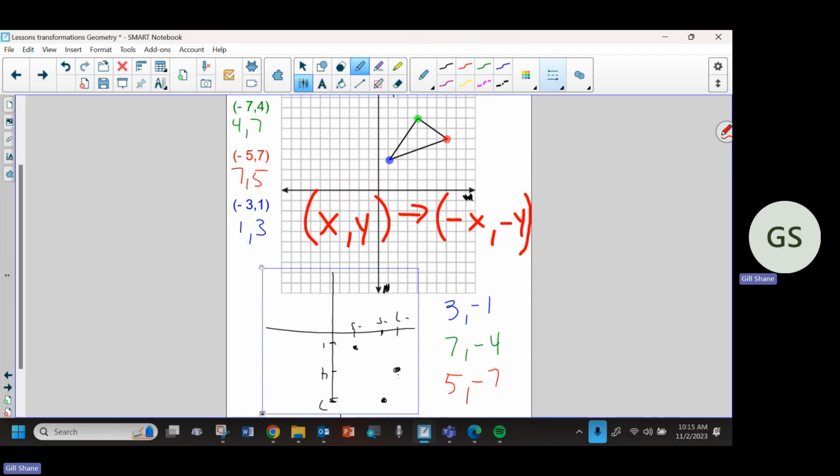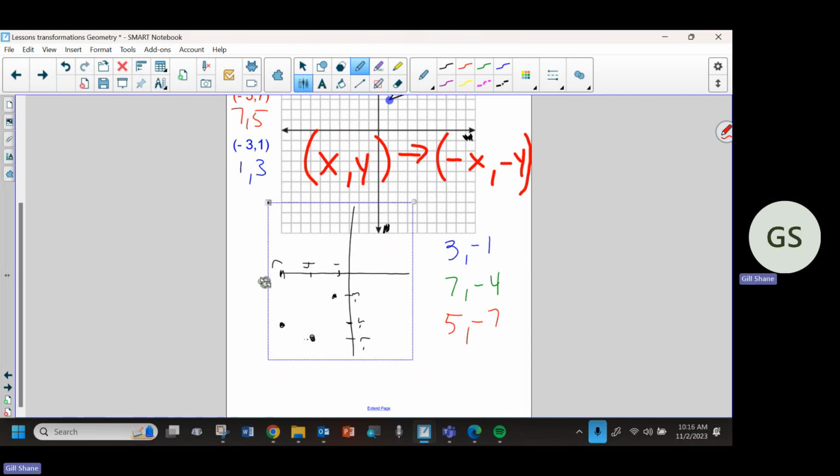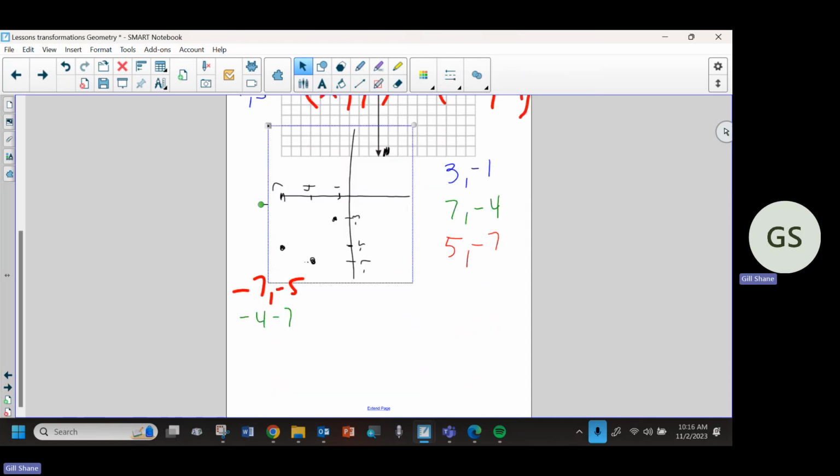If you do a rotation counterclockwise 90 degrees, we can do that by just doing this one more time, because 270 clockwise is the same thing as 90 counterclockwise. So if we did it one more time, really quickly, I'm going to write the ordered pairs out. That becomes -7, -5 for red. For green, it would become -4, -7. And what do I have left? Blue. For blue, it becomes -1, -3.